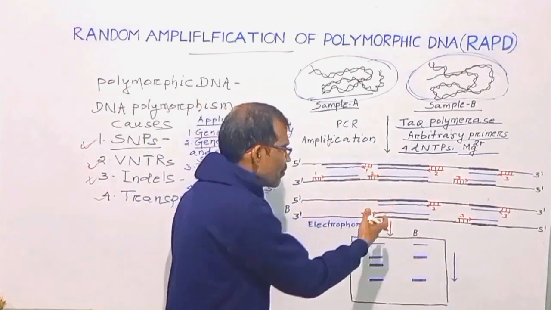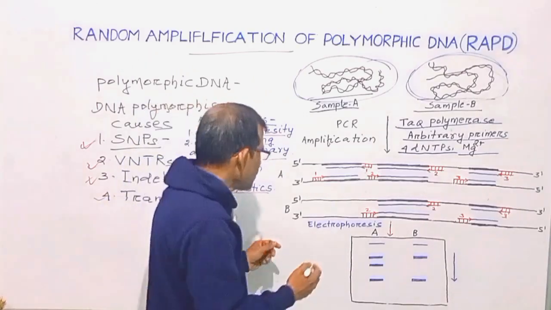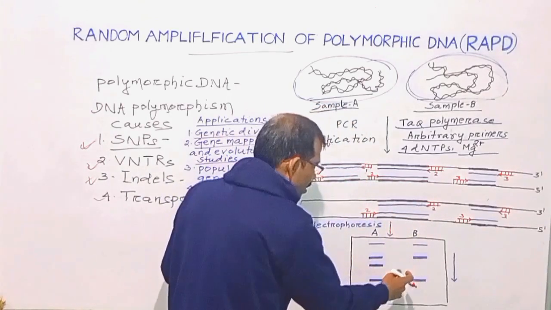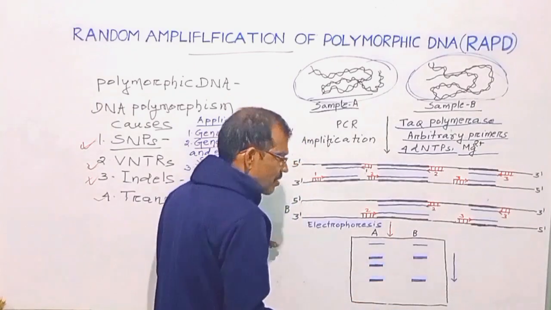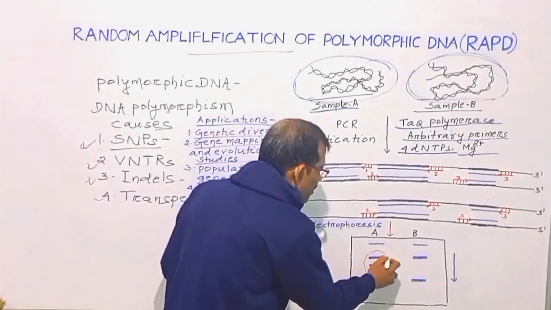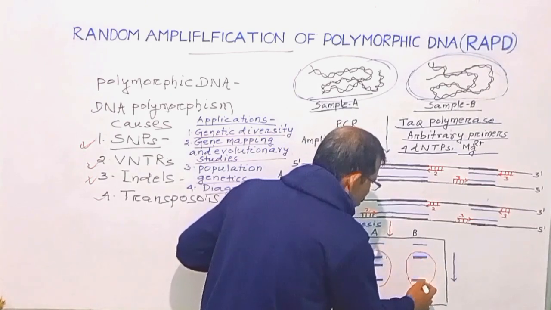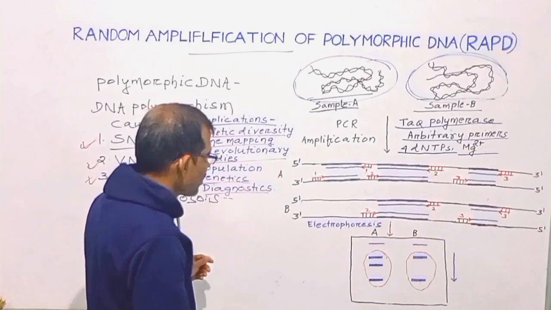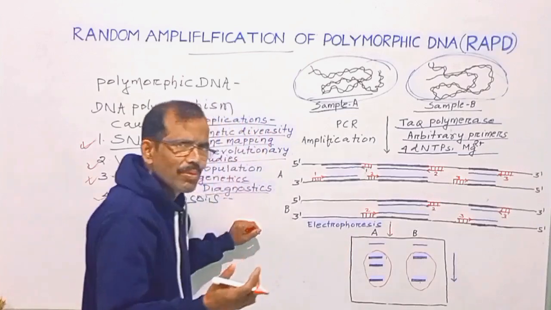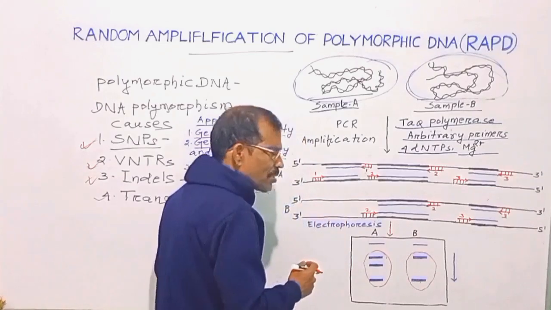This process of amplification is continued for several cycles. After amplification, the newly synthesized DNA strands are separated by agarose gel electrophoresis into distinct bands. You can observe that in case of sample A, we are getting 3 DNA bands, whereas in case of sample B, we are getting only 2. This is due to the fact that in case of sample B, at this region, the primer is not able to bind. This is due to the absence of a complementary sequence in this region.